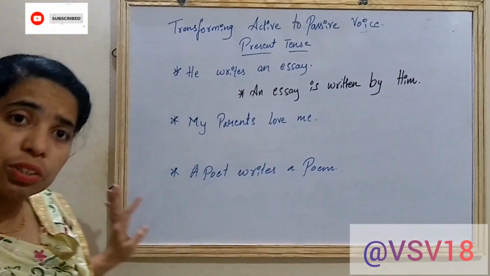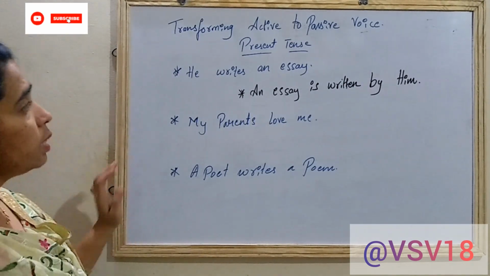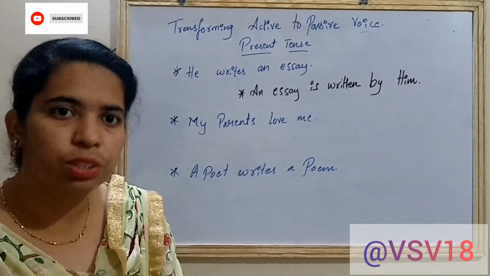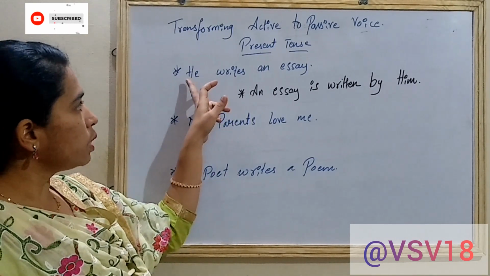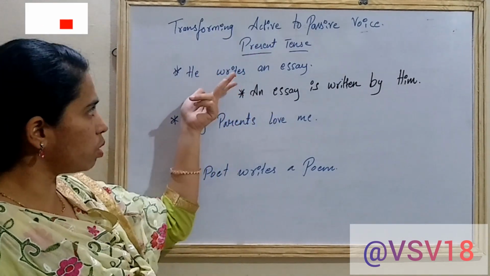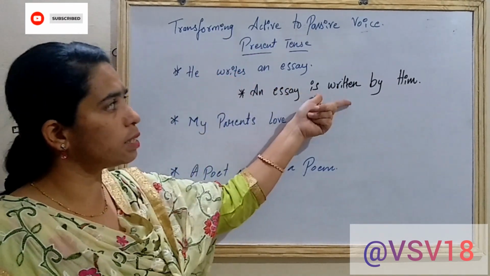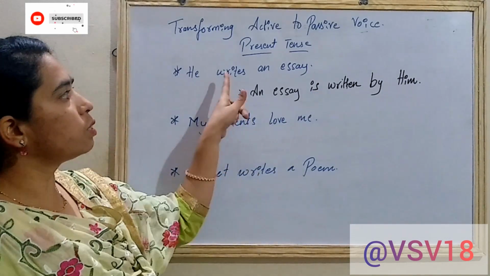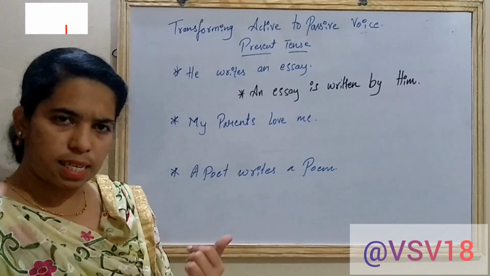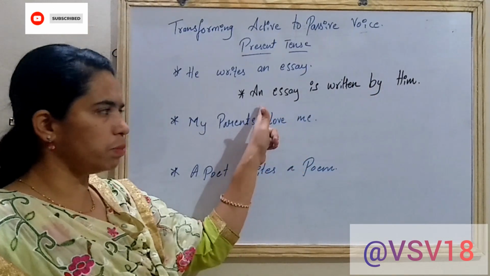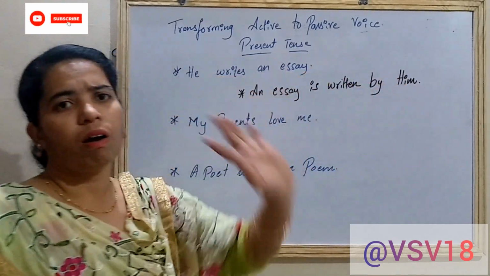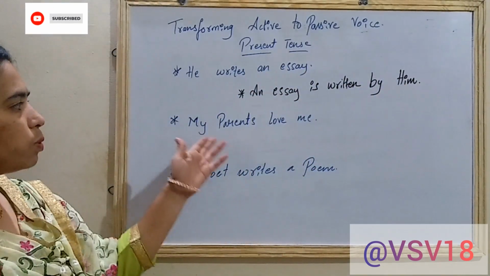Okay, did the meaning of the statement change? Let us read once. He writes an essay. An essay is written by him. Did the meaning change? No. Subject became object, object became subject. Yes, tense also remains same. Writes is in present tense. Is written is also in present tense. The medium by is also added. All the rules we followed. Meaning is same, tense is same. Participle form of the verb is used and medium by is used before the object in passive voice. Is it clear? Let us move to the next one.